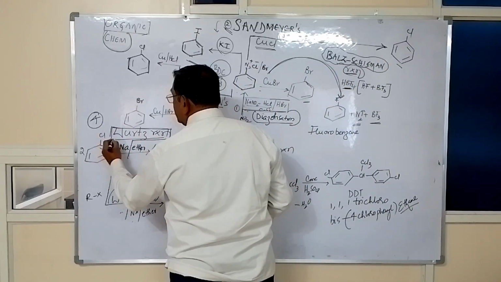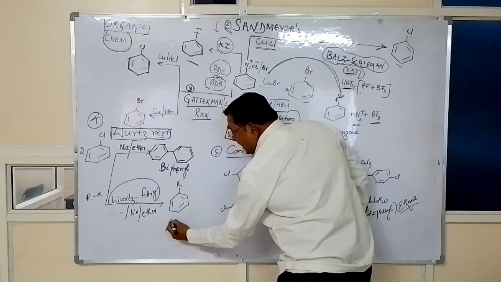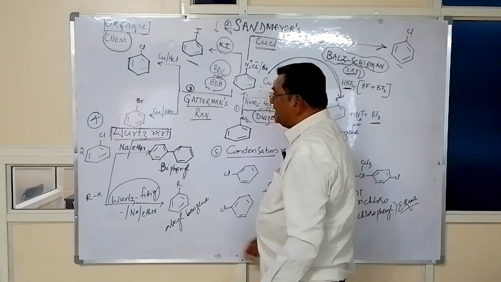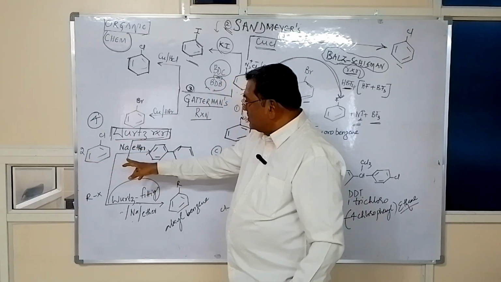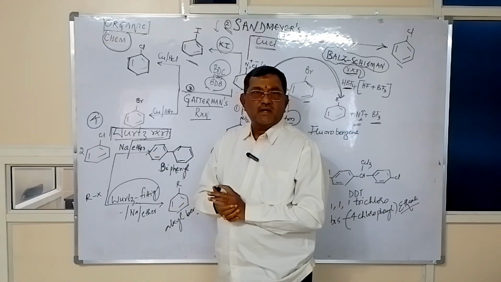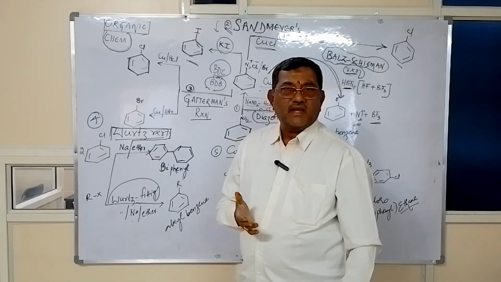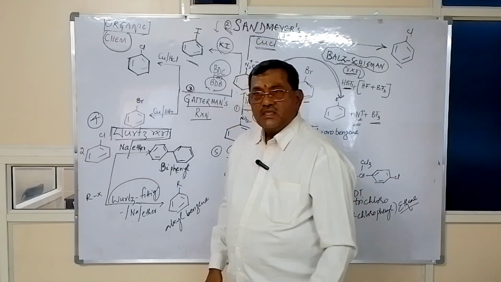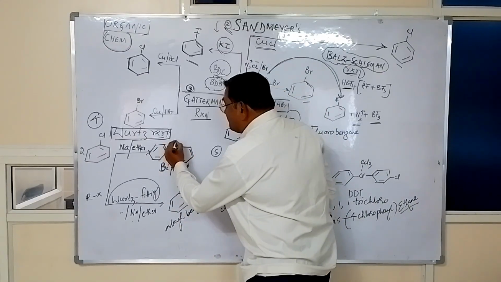One is the Wurtz reaction, and the other one is called the Wurtz-Fittig reaction. What is Wurtz, children? When you take 2 moles of chlorobenzene in the presence of sodium and ether, since sodium is an electropositive element, we should take ether media. If you take aqueous media or any other media, that leads to explosion. Why? Because sodium is the most electropositive element. Hence you get biphenyl.